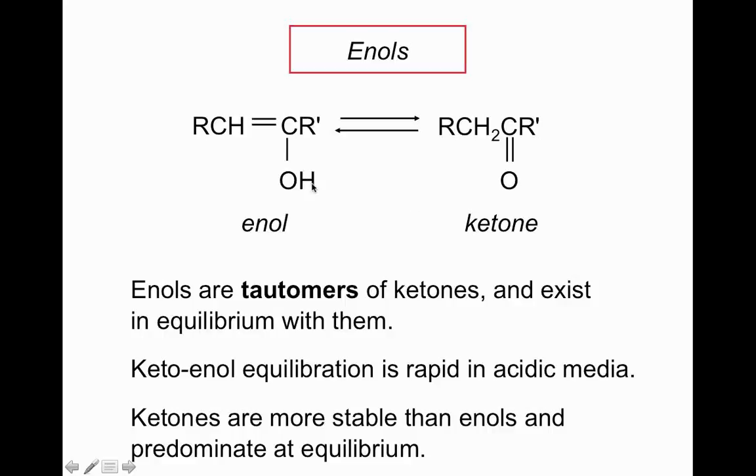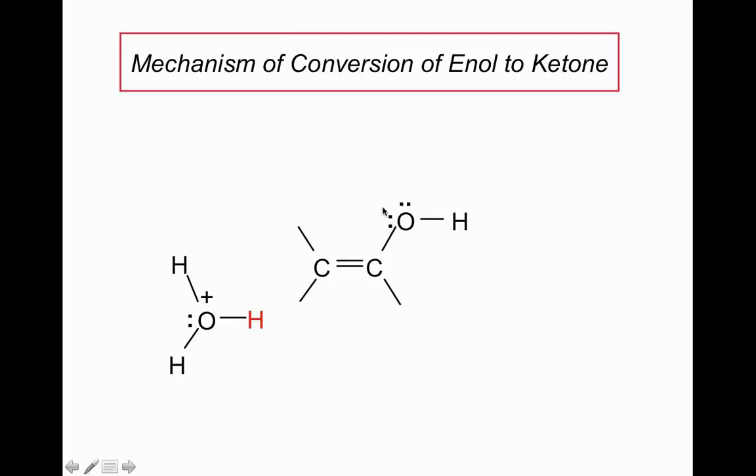Enols and ketones exist in equilibrium with each other because they are tautomers and they have a rapid interconversion in acidic media. It turns out that ketones are more stable than enols and predominate at equilibrium, so the true product of the reaction is in fact the ketone and not the enol. The mechanism that explains the conversion of an enol to a ketone can be found on this slide.